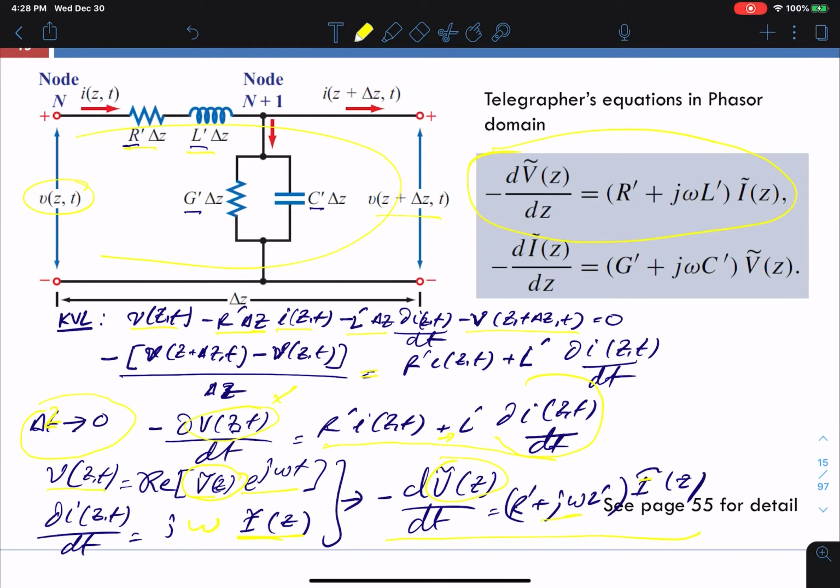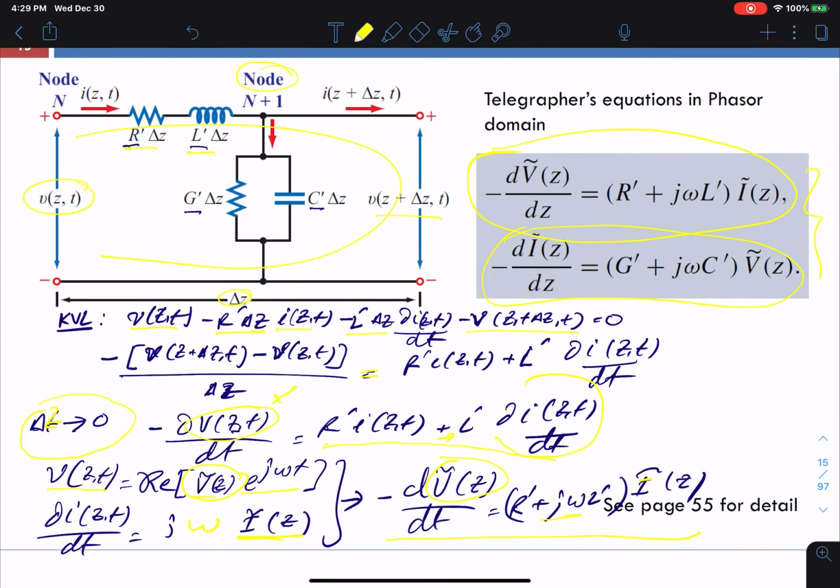If I take the KCL at this node over here, I'll go through the same kind of derivation, and we'll find this one. So these two equations are called the telegrapher equations in the phasor domain. Both equations are modeling this part of the line. So the line is only delta z long. It's a part of the line which is delta z long. That's why we have the per unit parameters of the line. All right, so these two equations are very important. We need to carry them forward.